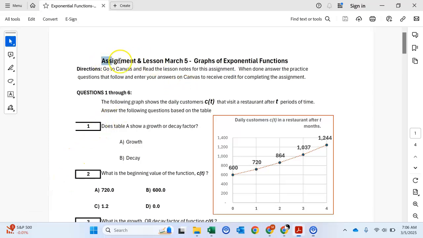Good morning. Today, this is our lesson right here. Assignment, March 5th, graphs of exponential functions.